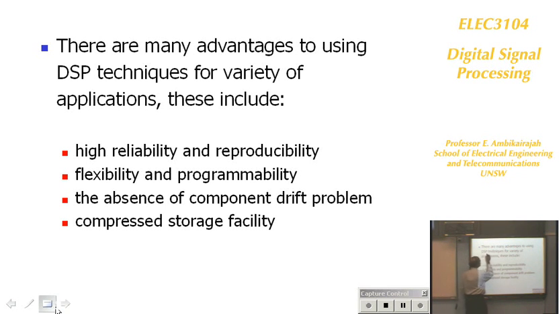People will wonder, why are we using digital signal processing techniques? The major thing is high reliability and reproducibility. If you write a small program for filtering, you can run that any time, as many times as you want, and you get the same answer for the same input. But if you design a filter using analog components, and you run the experiment many times, the output won't always be the same, because if the components start to drift depending on the temperature, then reproducibility becomes a problem in analog filters, whereas digital filters are easy.